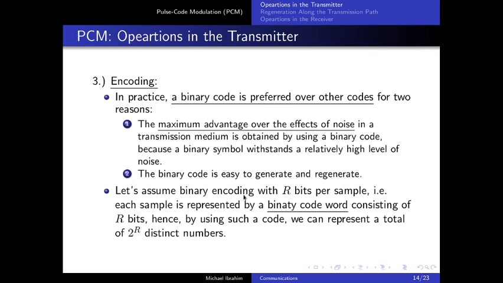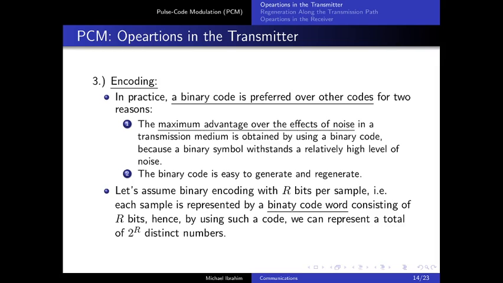Okay, so let's assume a binary encoding with R bits per sample. That is, each sample is represented by a binary code word consisting of R bits. Having R bits means we can have 2 to the power R distinct numbers or distinct levels. If you remember, if we have 2 bits, we'll be having 4 levels: 0 0, 0 1, 1 0, 1 1. If we have 3 bits, we would have 2 to the power 3, which is 8 distinct levels, which are 0 0 0, 0 0 1, and so on.